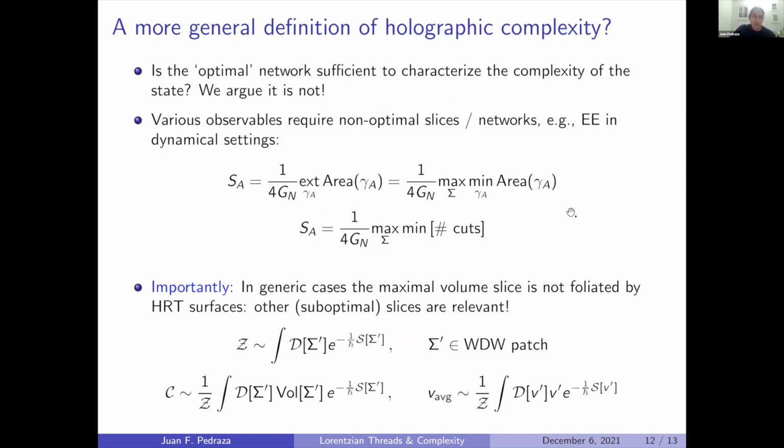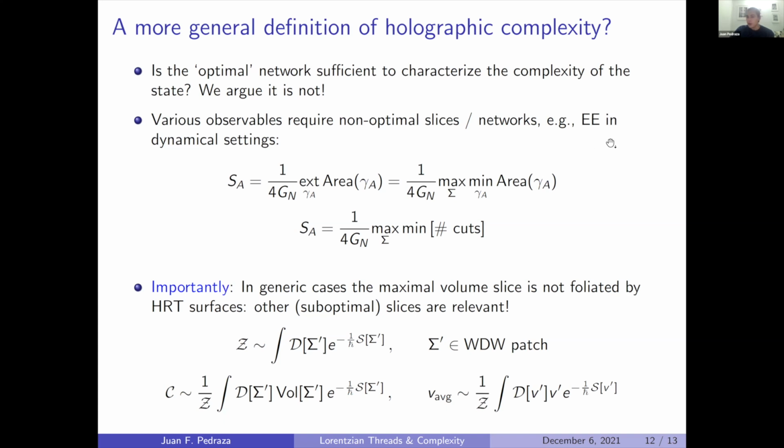Let me just now share some final thoughts on CV. We were wondering if the optimal network defined on the maximal volume slice is sufficient to characterize complexity for arbitrary states. And upon thinking on this problem, we think that we arrived at an argument to say that it is not sufficient. So the observation here is that if you only have a tensor network defined over that slice, that is not enough to compute at least a subset of the observables of interest in the state.